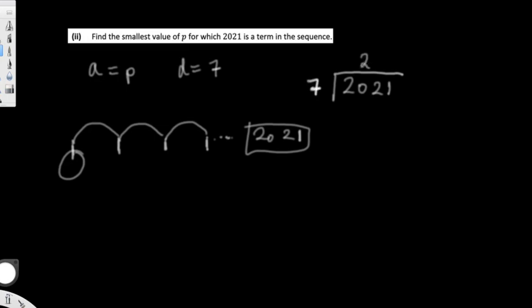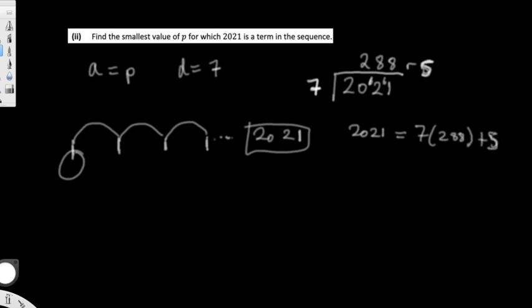So 7 goes into 20 2 times. 7 goes into 22 2 times, remainder 6. Then 7 goes into 61 8 times, remainder 5. So what we see then is that 2021 is equal to 7 times 288 plus 5, okay?